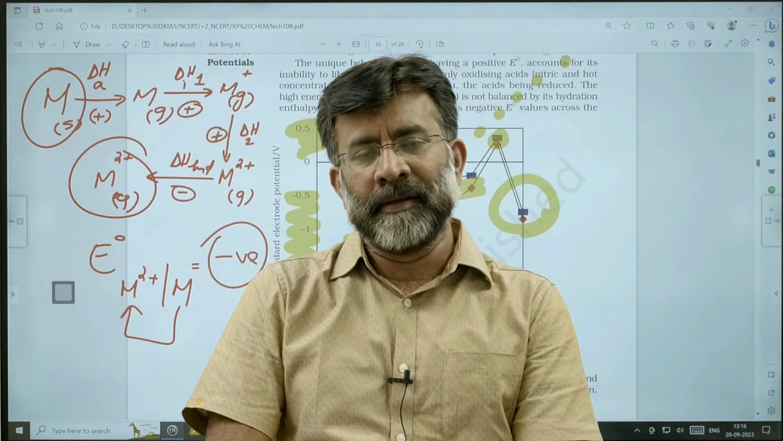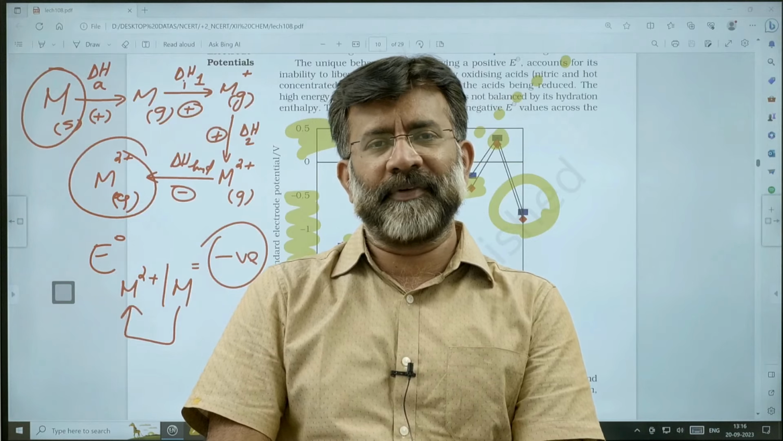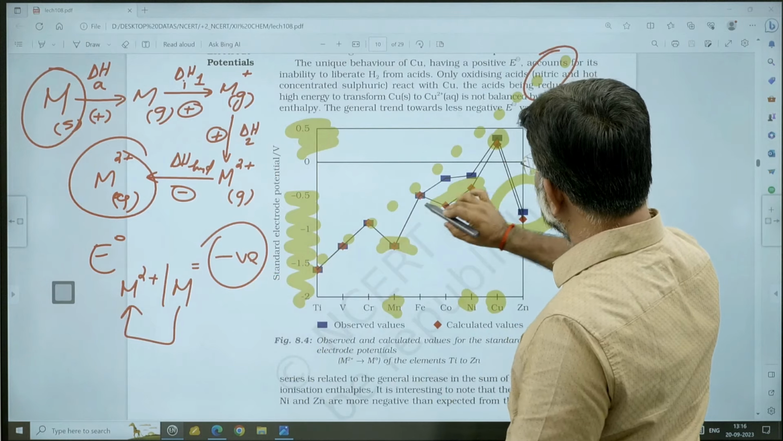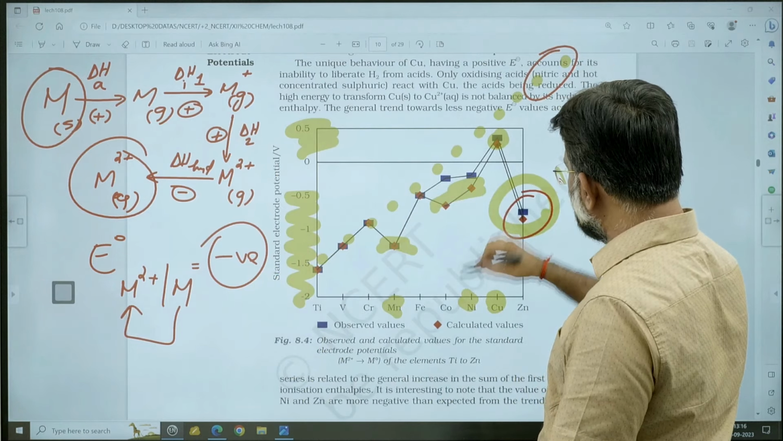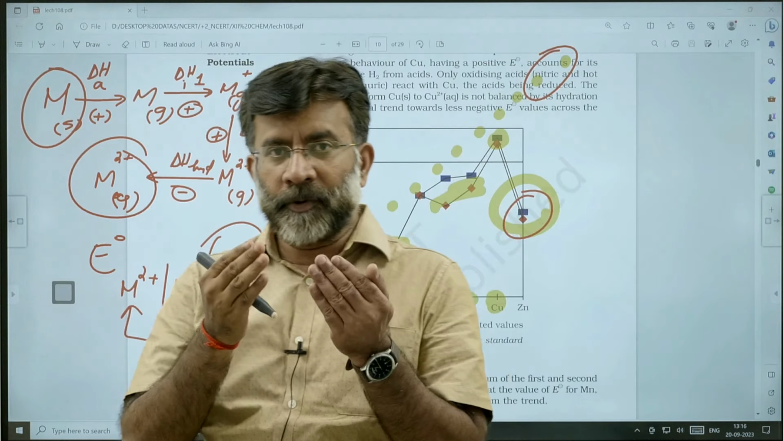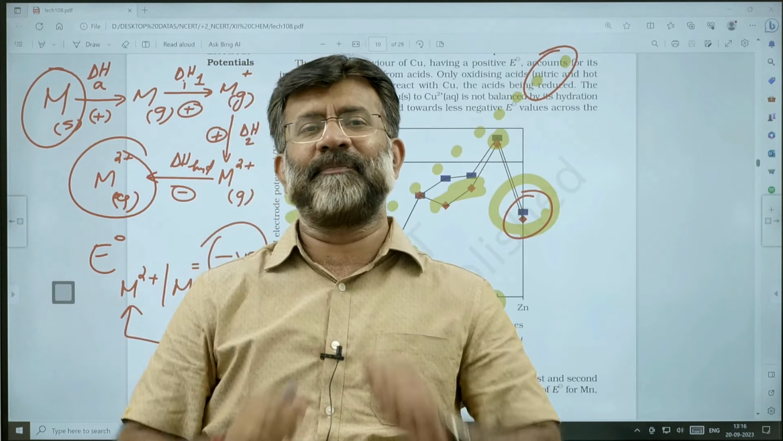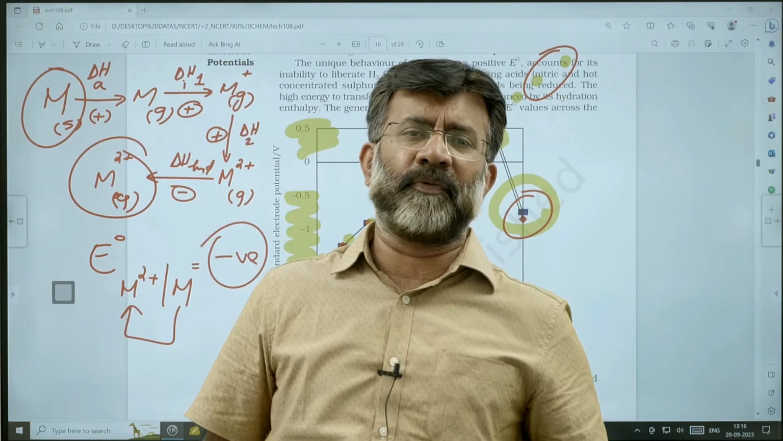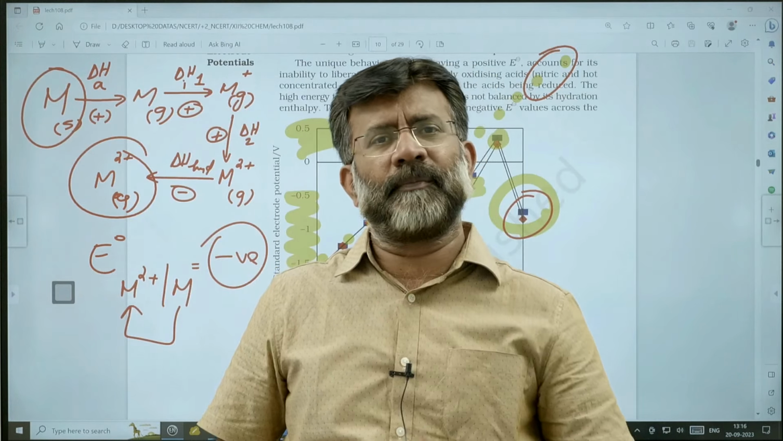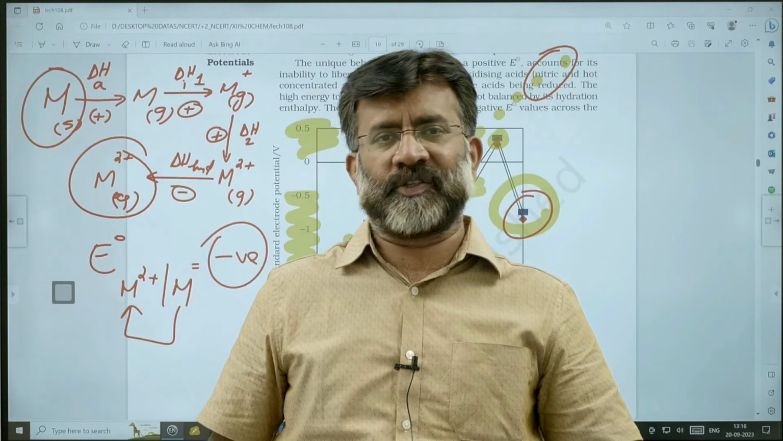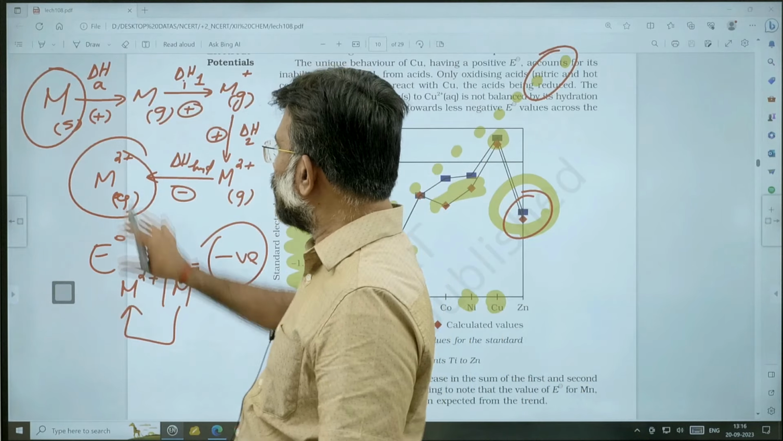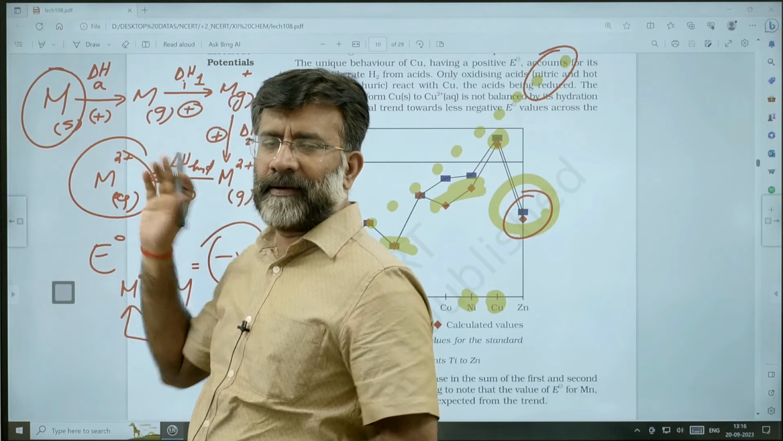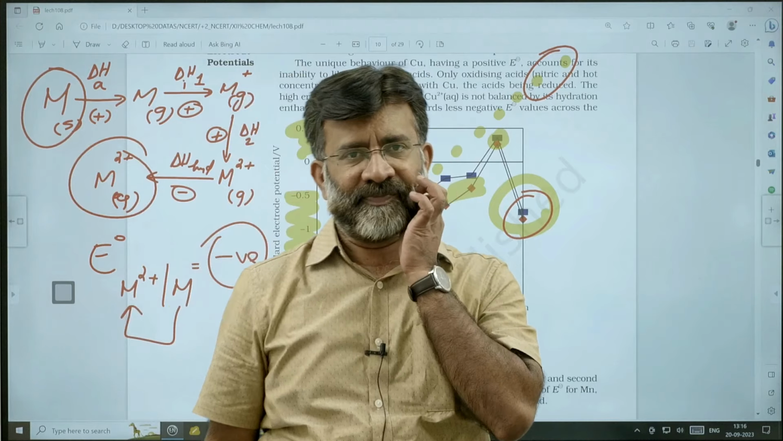For example, zinc. Why does zinc have a minus figure? In fact, it should have a positive figure. Somewhere here the graph goes like this. It has a negative figure due to a very low enthalpy of atomization. In the series, zinc has a low enthalpy of atomization, so that low enthalpy of atomization is reflected in the data. Due to the low value of this, the overall reaction is favored and it has a negative value. Hope you get it.